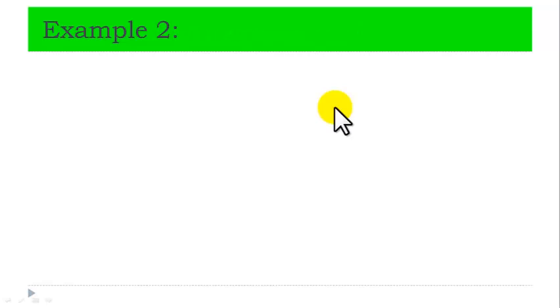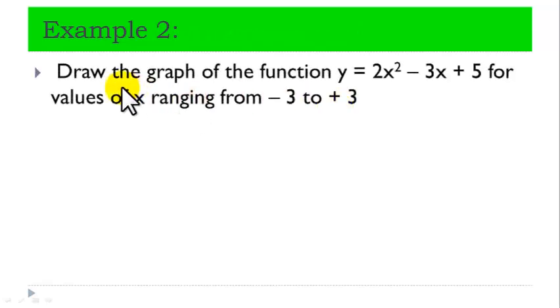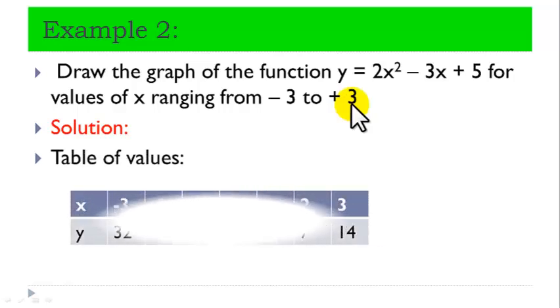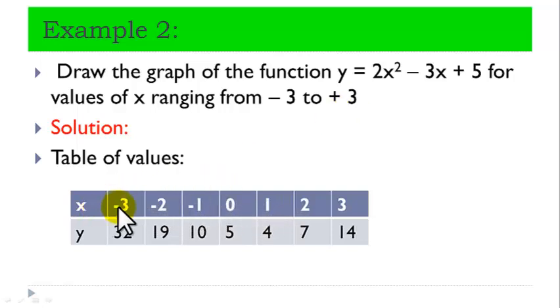Example 2. Draw the graph of the function y equals 2x squared minus 3x plus 5 for values of x ranging from minus 3 to plus 3. Solution. Again, we construct a table of values as follows. The values of x range from minus 3 to plus 3, and these are the corresponding values for y.